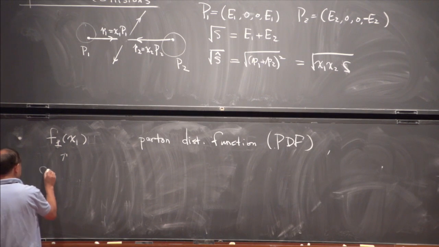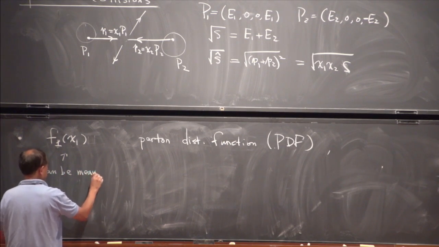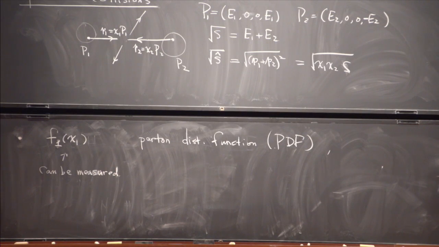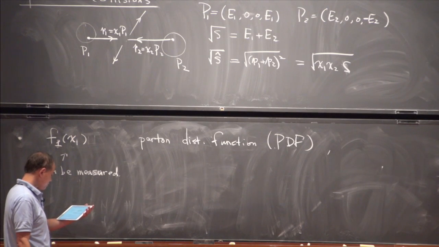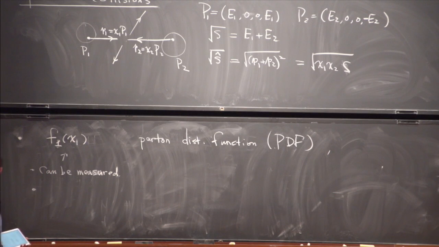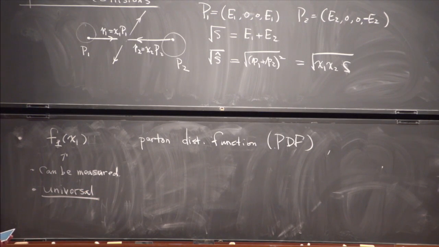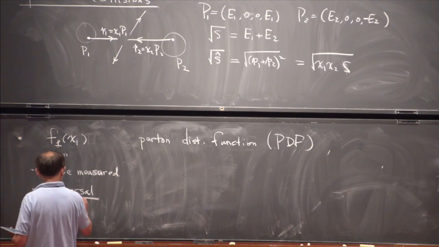However, these things can be measured using scattering experiments. I won't go through it in detail here, but these things can be measured by, for example, scattering electrons from nucleons. The non-trivial thing is that these things are universal. It means you only need to measure it once. It's some intrinsic property of the proton. You can measure it from one set of experiments, and then you can use it everywhere. That's why this approach is useful.